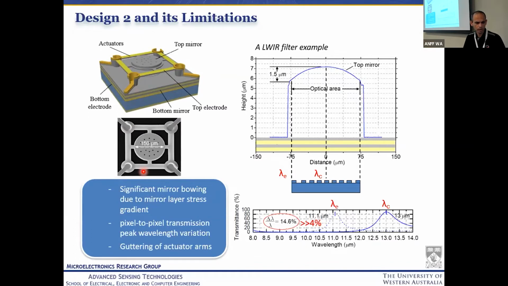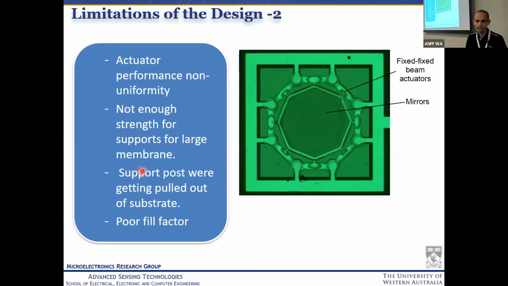However, the problem with these devices was that once we tried to increase the effective optical area of the device, the stress inbuilt in the materials used in the mirrors was causing buckling of the mirrors, and the supporting structure, as you can see in this green image, was also getting stressed. When we tried to increase it further, we found that the supporting structure was not strong enough to hold these large mirrors, and they were pulling off from the substrate.